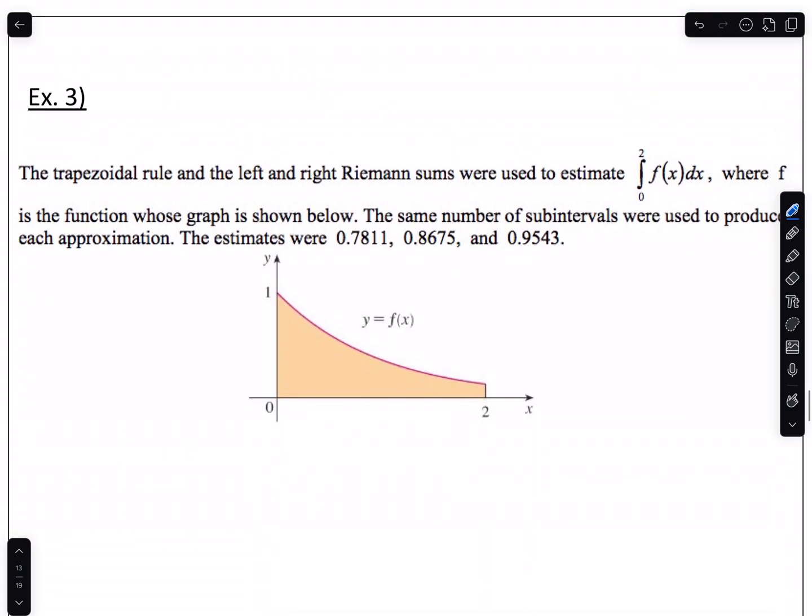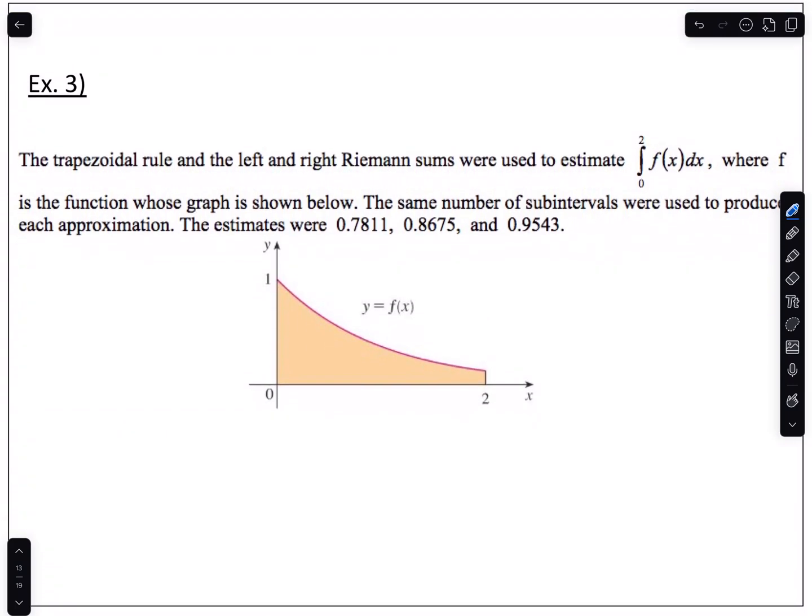How about for this one? This was very similar to a question that was on the assignment from yesterday. The trapezoidal rule and left and right Riemann sums were used to estimate this integral, where f is the function whose graph is shown below. The same number of subintervals were used to produce each approximation, and the estimates were provided here. So I'm going to do some drawing on this function itself.